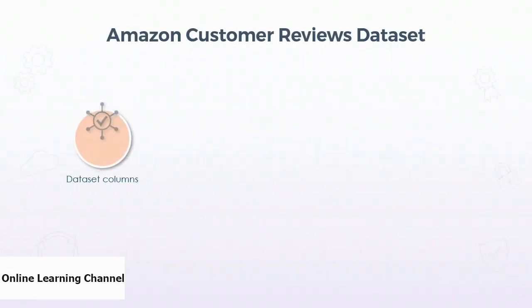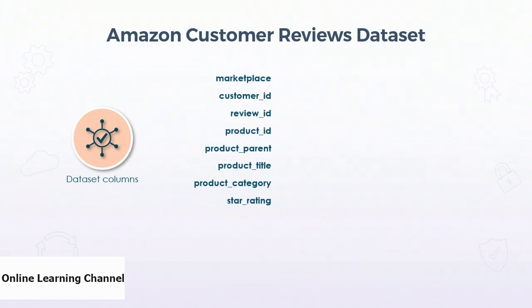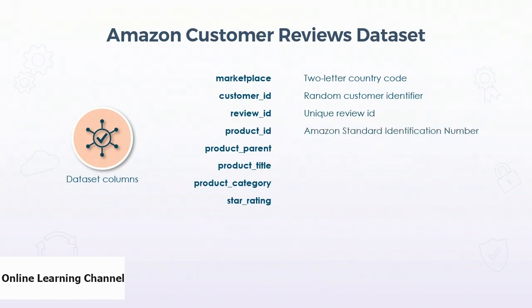These details contain features collected by Amazon. Marketplace, which is a 2-letter country code. Customer ID, which is a random customer identifier. Review ID, which is a unique review ID. Next is Product ID, which is Amazon's standard identification number. Product parent, which is the parent of an ASIN; multiple ASINs could be possible here.